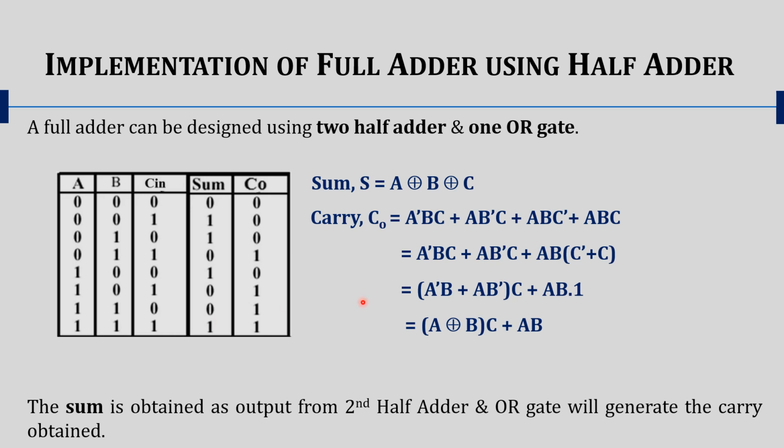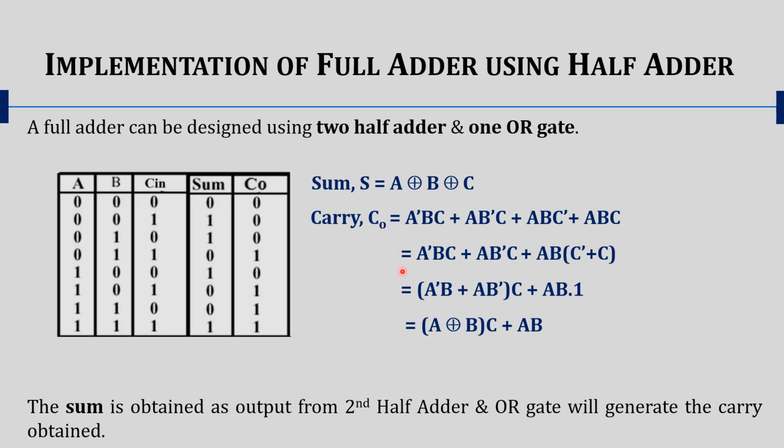Okay, let's simplify that term using various Boolean laws. We are taking the common term here. AB is the common term. So we are taking that common term AB into C bar plus C. According to the complementation law, C bar plus C is 1. So this term becomes AB into 1, which is equal to AB.